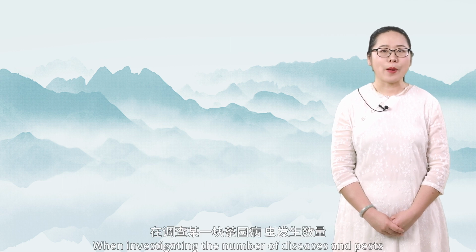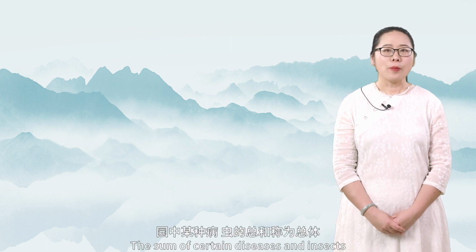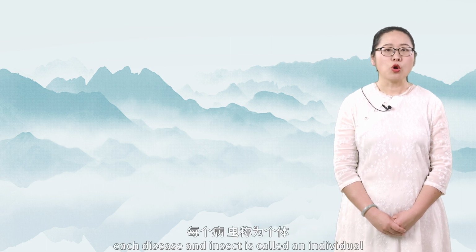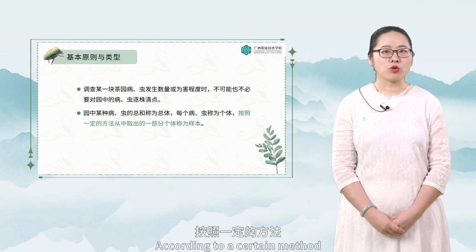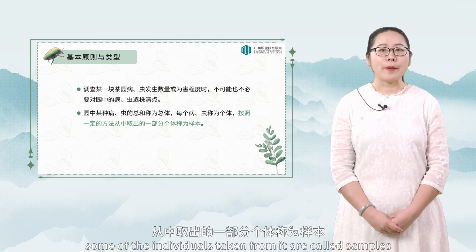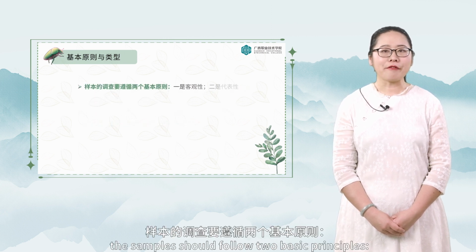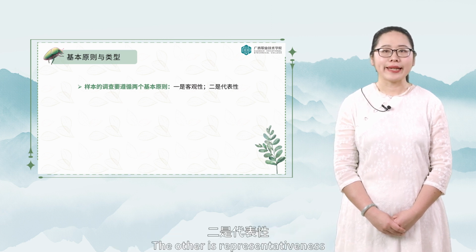When investigating the number of diseases and pests in a tea garden or the degree of damage, it is impossible and unnecessary to count the diseases and insects in the garden one by one. The sum of certain diseases and insects in the garden is called population. Each disease and insect is called an individual. According to a certain method, some of the individuals taken from it are called samples. The investigation of the samples should follow two basic principles. One is objectivity. The other is representativeness.